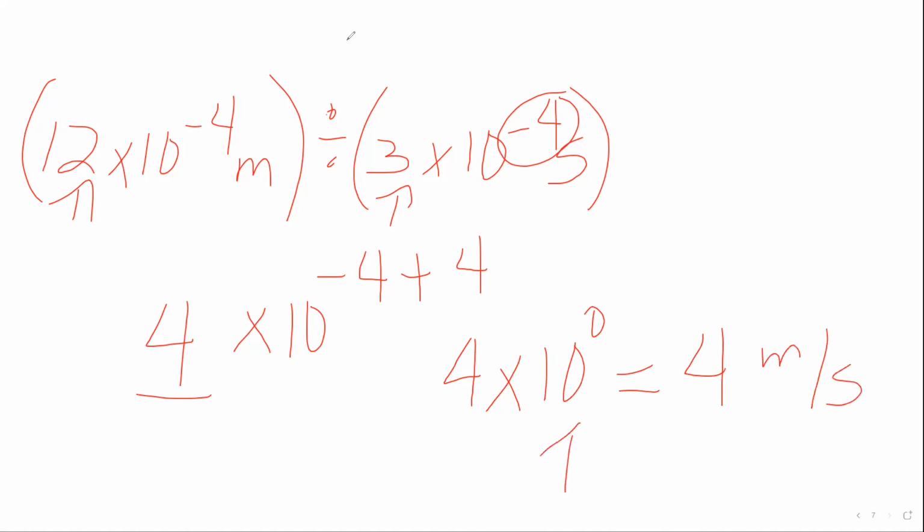Remember, anything 10 to the 0 is equal to 1. So when you're multiplying times 10 to the 0, it's as if you're multiplying times 1. Okay. All right, next one. We have one more to do and we will be done with the division part. Then we'll do mixed everything.